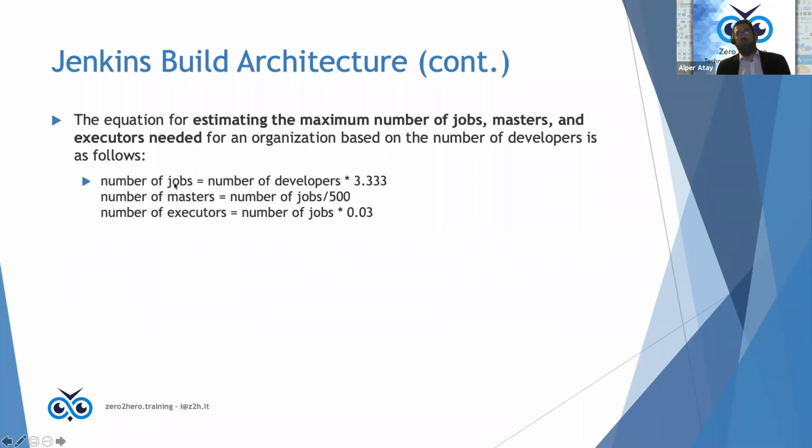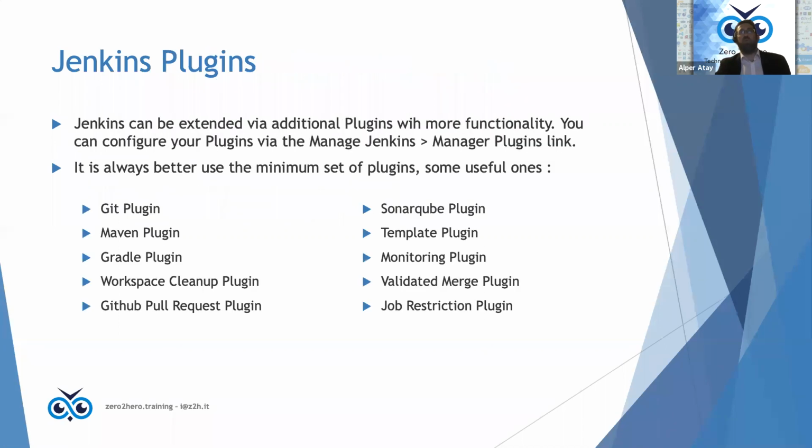For example, for your number of jobs, it depends on how many developers. There is a constant ratio. Also, for number of jobs, there is a constant ratio that you could find the number of masters. And again, same, there is a constant to find the number of the executors. So the slaves are the same thing. If you are not using slaves, then basically for master, you could also define how many executors you will run. You can tell each executor is a thread.